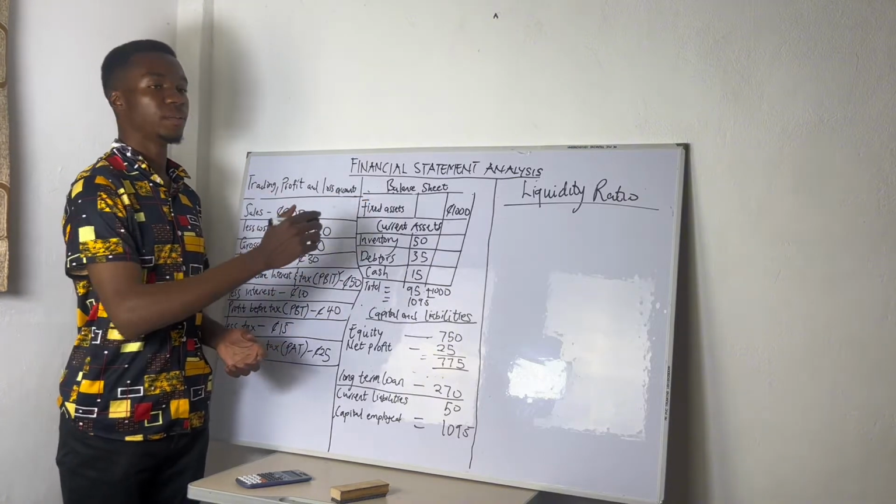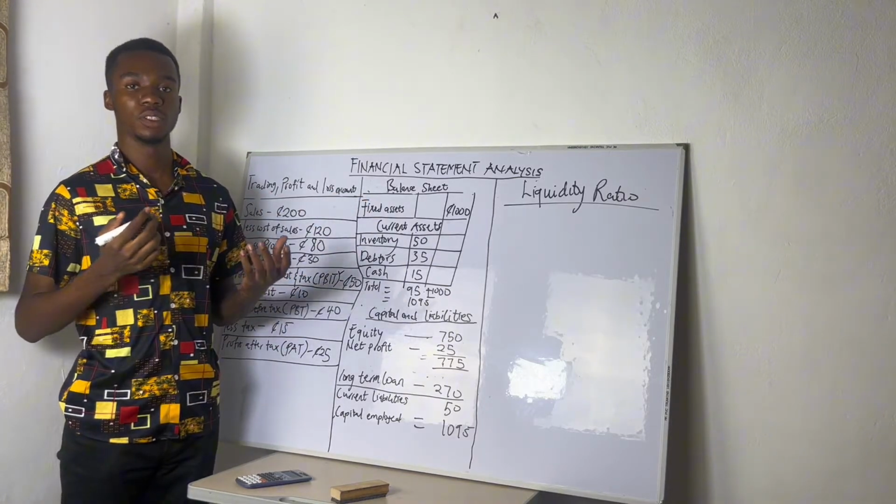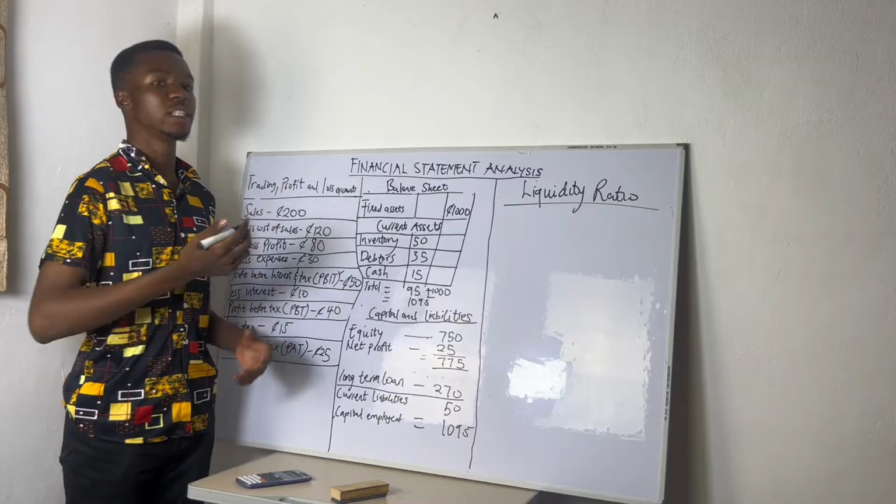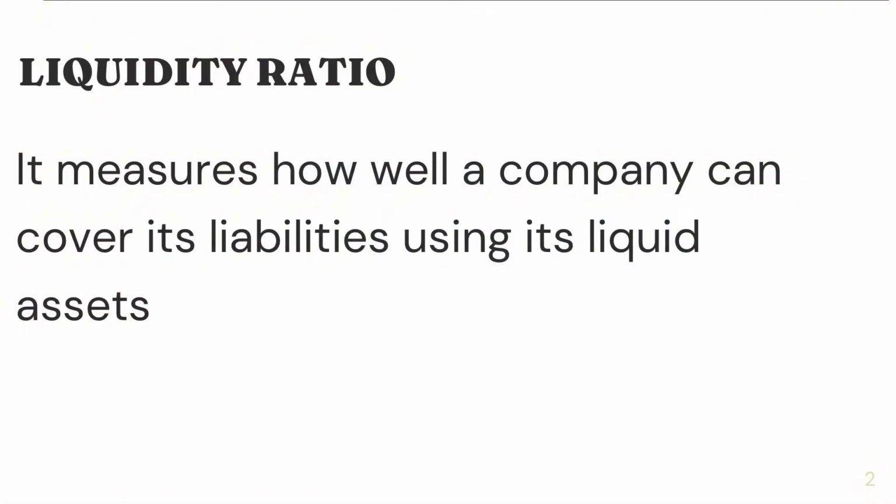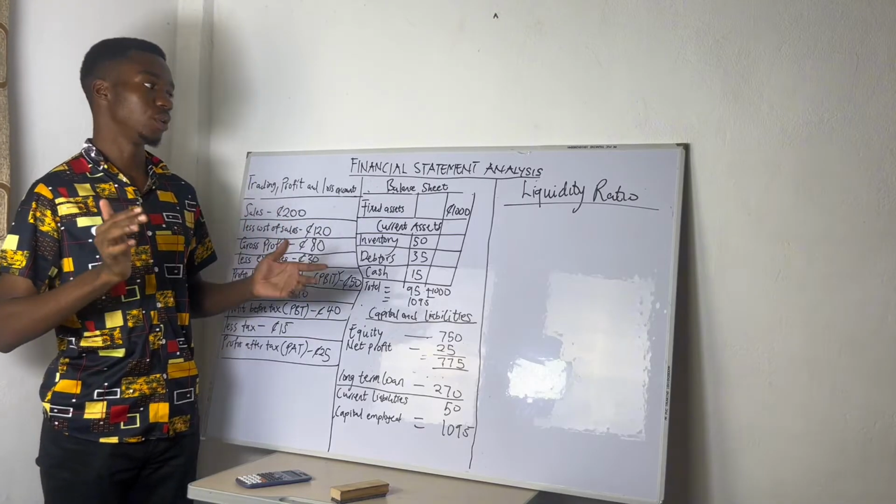Now we are done with profitability ratios, and I'm going to move on to liquidity ratios. Liquidity ratio is used to determine how well the company can pay its liabilities using its liquid assets. The first one I'm going to look at is the current ratio.